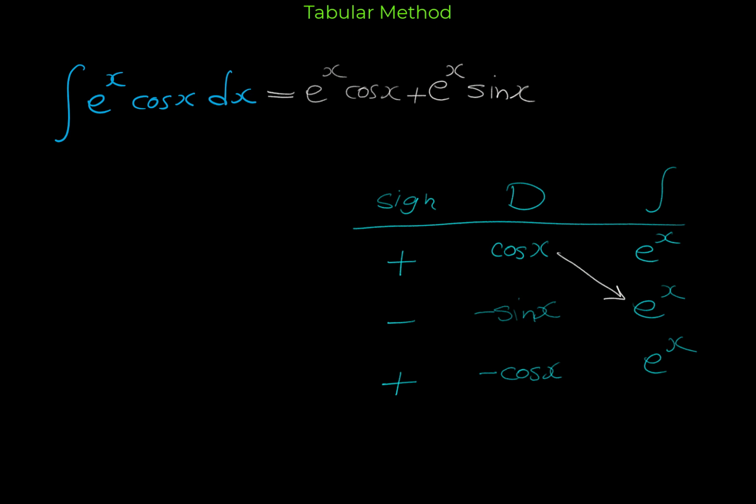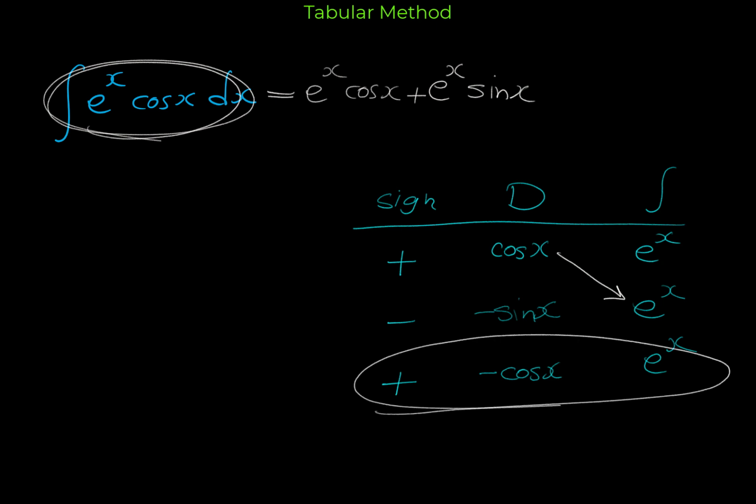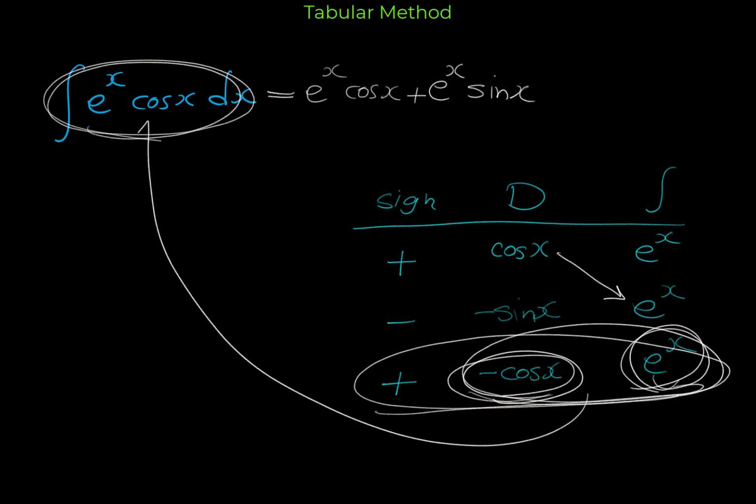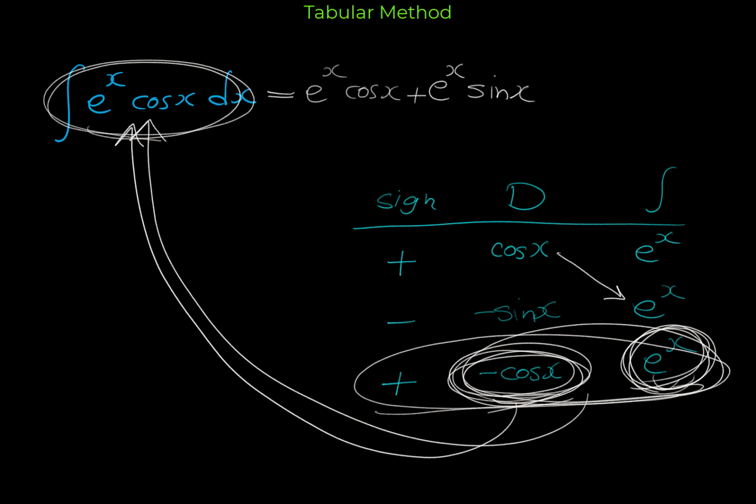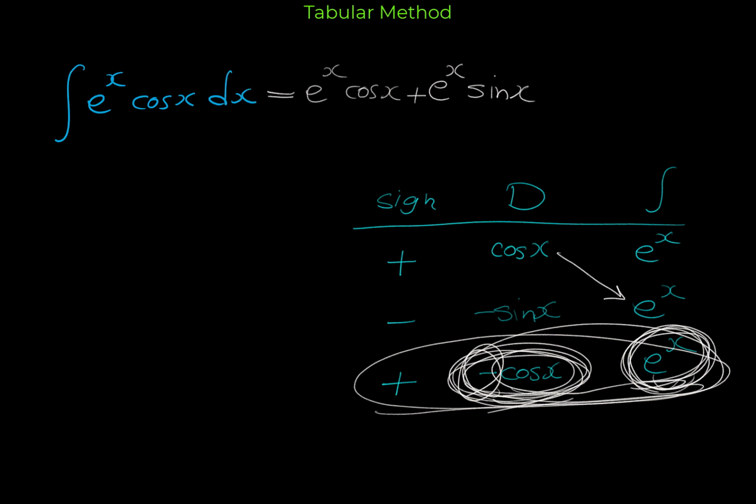But let me now tell you why I stopped here. When you want to use the tabular method for these type of integrals, you have to stop in a row that, if you multiply the two functions in that row, you get something similar to the original function. When we multiply negative cosine of x by e to the x, their product makes something similar. Just the difference is a coefficient, this negative. So when we multiply the cosine by e to the x, we have the original function. You have to stop at that row.